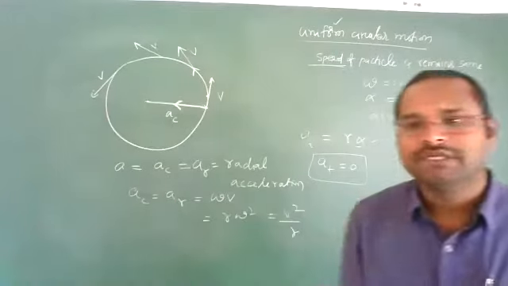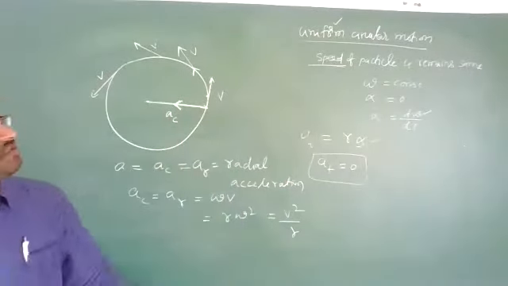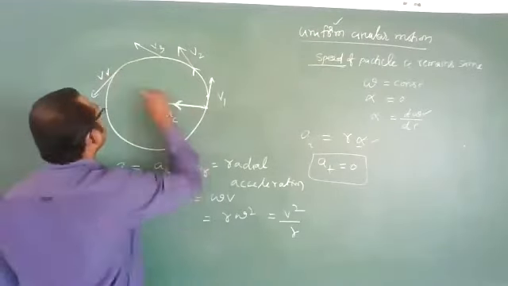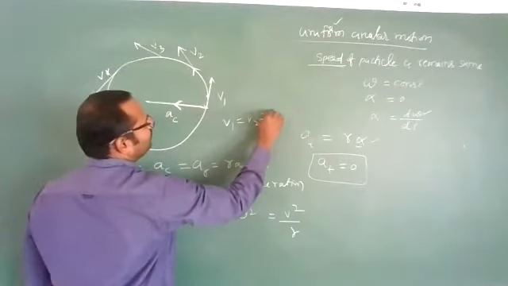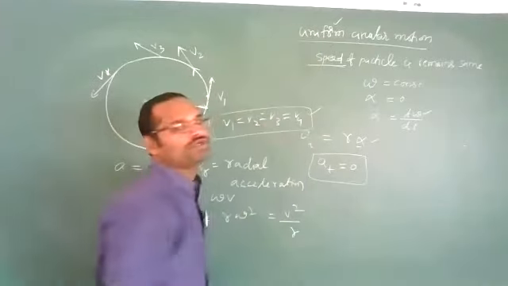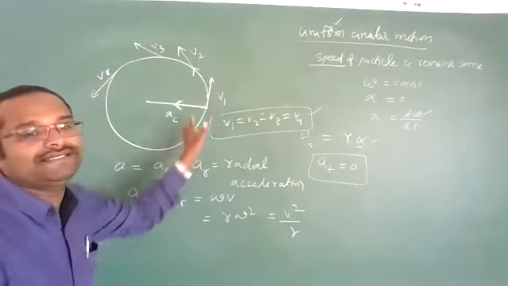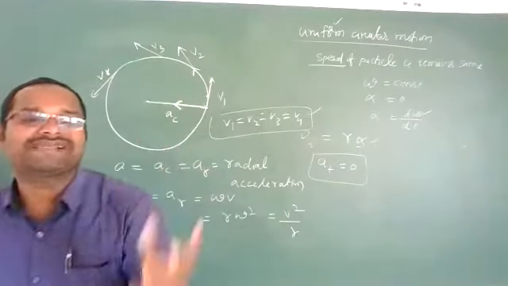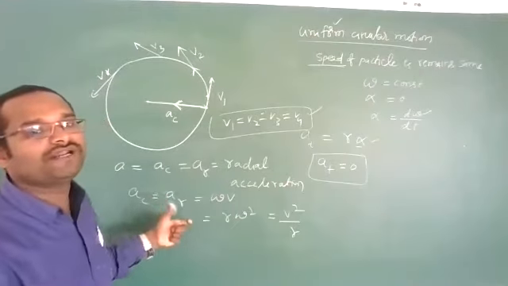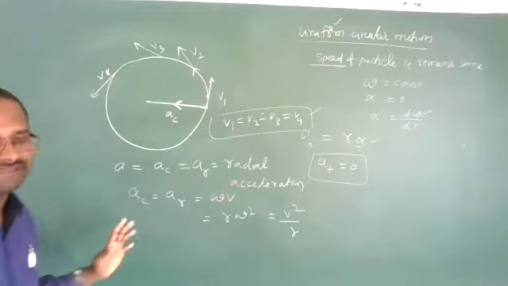Are you understanding, students? If a particle is moving in a uniform circular motion, it means speed remains constant in the circular motion. Let us imagine v1, v2, v3, v4. These values remain the same. Then it is called uniform circular motion. Even though these speeds are the same, the direction is changing continuously. Due to that, we get one type of acceleration called centripetal acceleration or radial acceleration, and its value is r omega square or v square by r. This is centripetal acceleration. Clear?